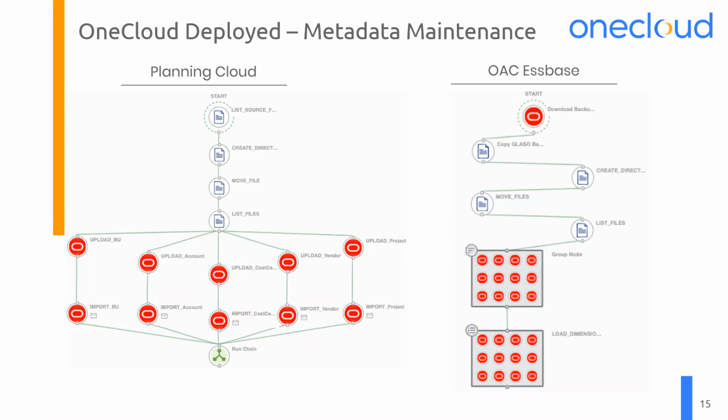When I say metadata maintenance, it's all pretty standard, straightforward. These are two chains that we just presented here. One is Planning Cloud metadata integration, and the other is the OAC Essbase metadata integration. So if you look at here, the amount of time it takes to build this chain versus if you wanted to go, if you look at the amount of code that goes behind this process, it's really time consuming, not just for writing the code, but for testing. Then you need to have the specialized skills, etc.